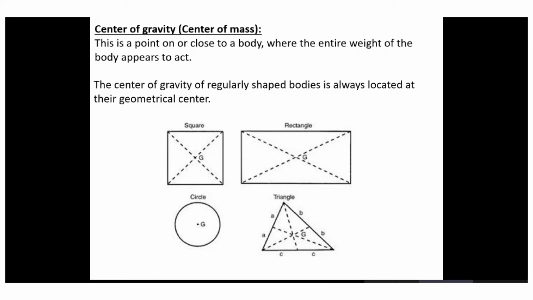So for squares, that's easy. We know that the center of a square is the point where two diagonals that come from the corners of the square or rectangle would meet. For a circle, we know that the center of the circle is where, if we were to draw an infinite amount of diameters across it, they would meet. Okay, for triangles, it's a little bit more complicated, but the point is, any geometric shape has its center of gravity at its geometric center. Okay, so that's the first point.